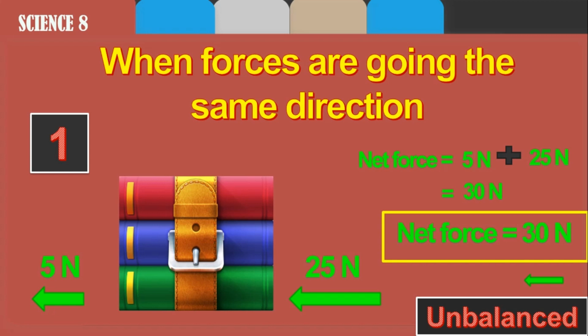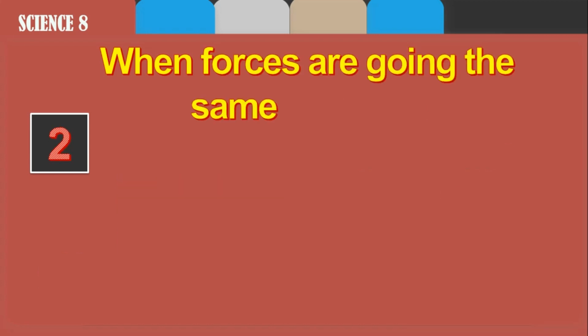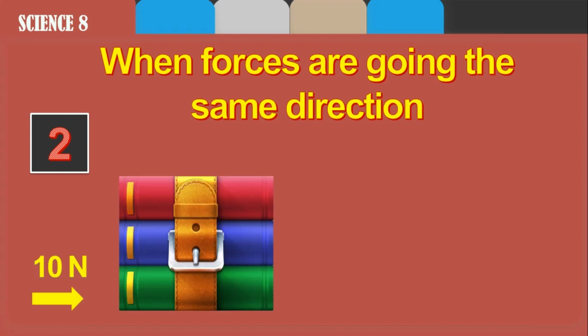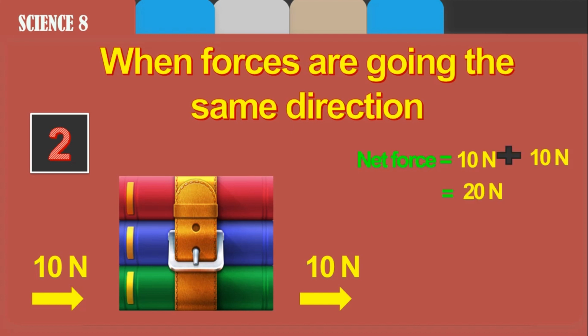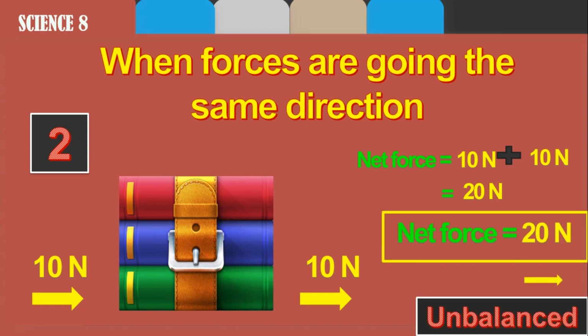Let us try another example. What are the forces that act upon this pile of books? If you answered 10 newtons to the right and 10 newtons to the right, then you are correct. Since they are going to the right, we have to add these forces. What is the net force? Net force is equal to 10 newtons plus 10 newtons equals 20 newtons to the right. Again, the forces are not equal, therefore it's unbalanced.